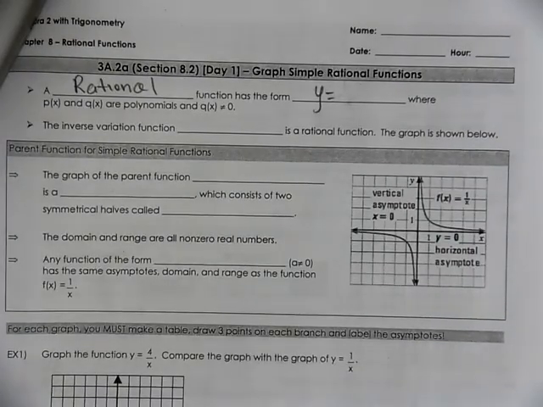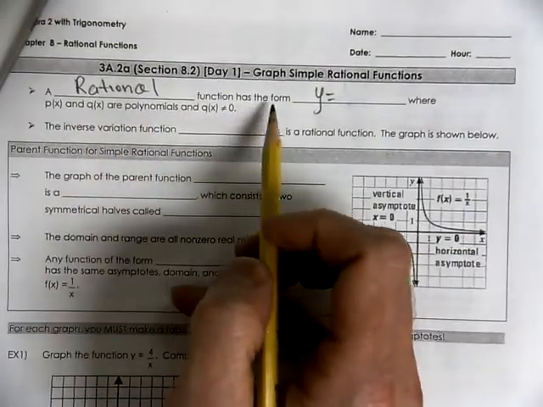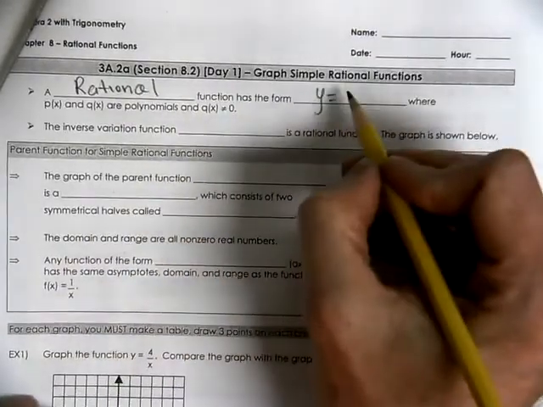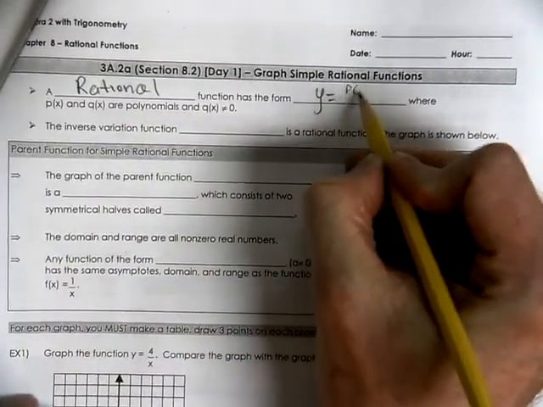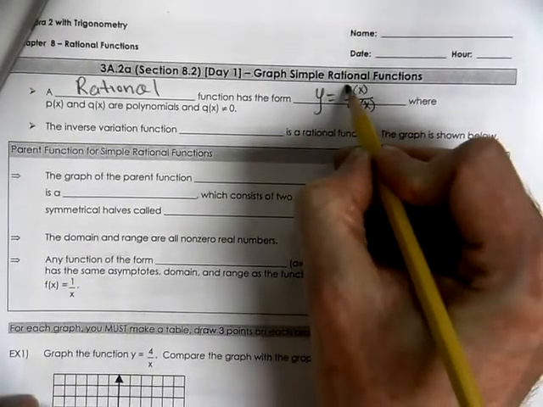This is Algebra 2 with Trig. We're working on 3A.2a. We're going to graph rational functions. A rational function has the form of y equals p of x over q of x.